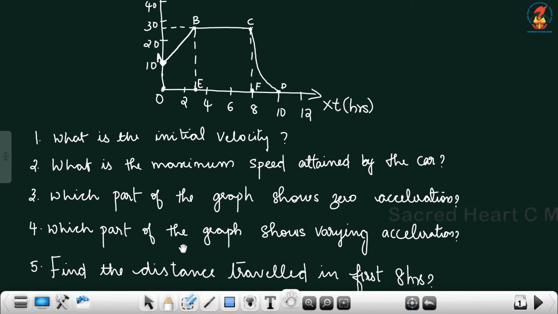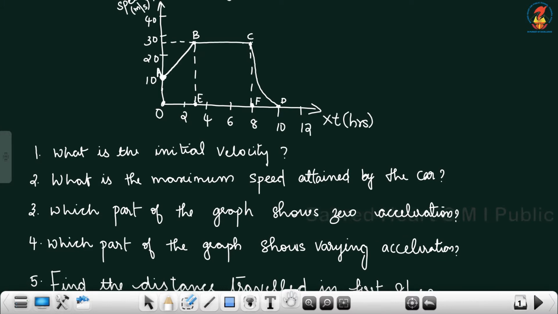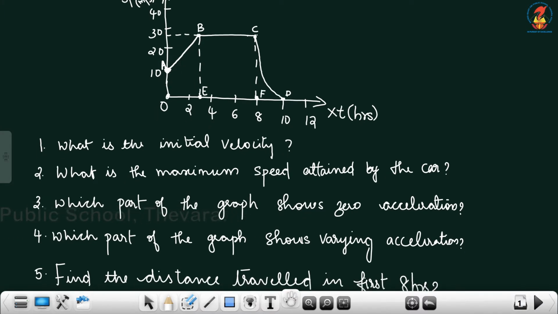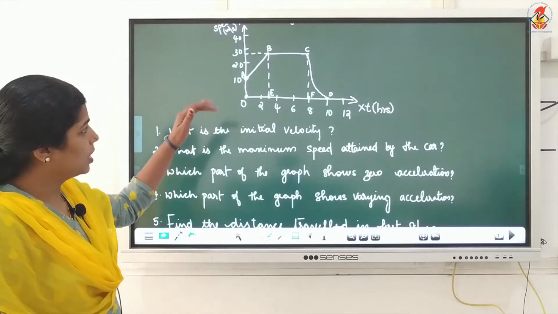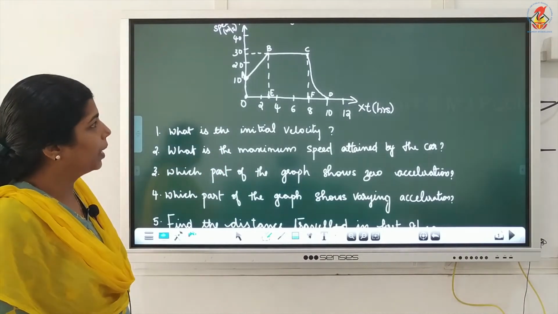Now, what is the second question? What is the maximum speed attained by the car? Here you can see from A to B, it's a slanting line. Then from B to C, it's a straight line parallel to the time axis. From C to D, it's a curved line, and that curving is towards the time axis.